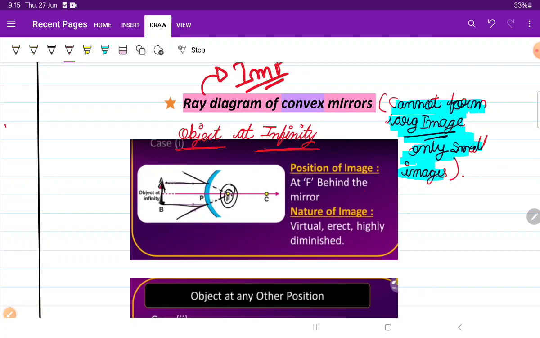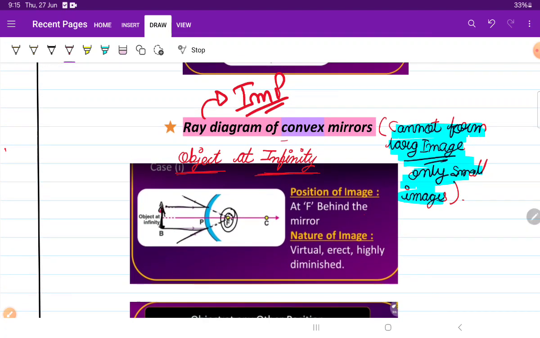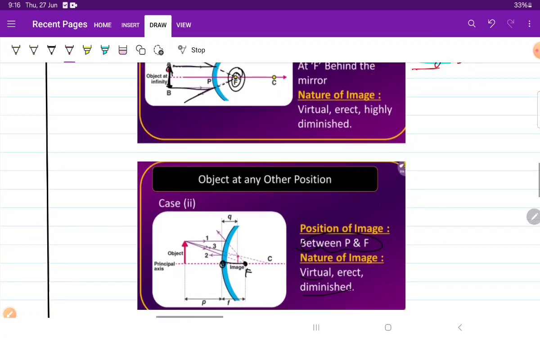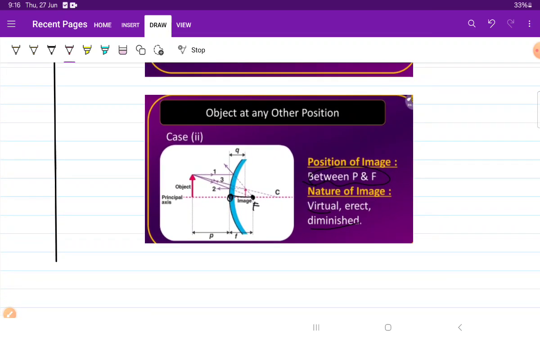And one more thing I want to tell: the convex mirror cannot form a large image, but is always forming small images. Okay, so here we have done our first case. Now let's start with the second case. In the second case, the position of the object is at any position. That means you can place the object at any place.